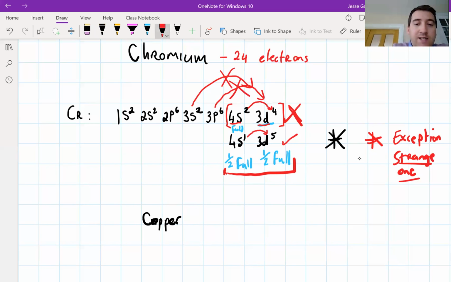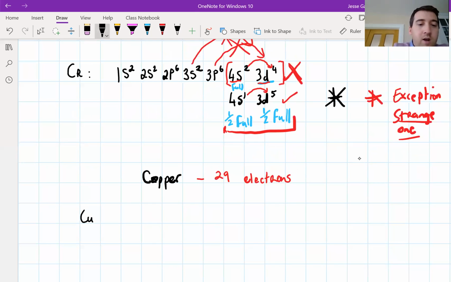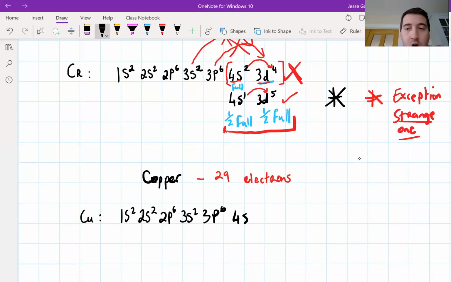Copper has 29 electrons, and its symbol is capital C, small u. So it goes like this: 1s2, 2s2, 2p6, 3s2, 3p6. Nothing unusual up to there. That's the same as it always is. Then we've got 4s, and we would normally have said 4s2, 3d9. That would get us to 29 electrons: 2, 4, 10, 12, 18, 20, 29. So if we're following the general rules, that's what we would have done.